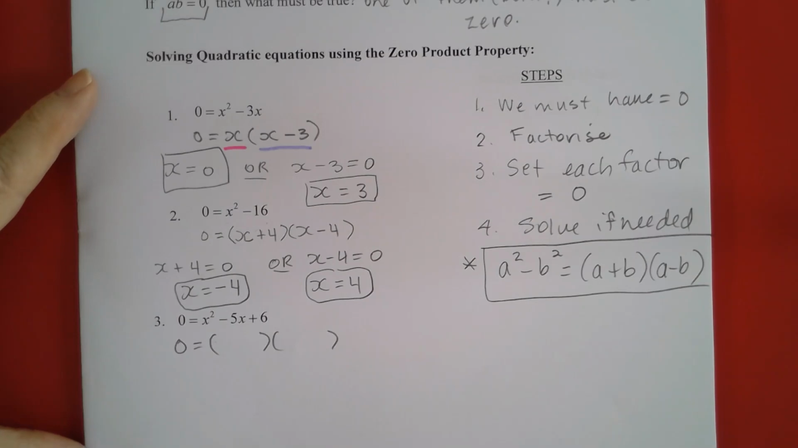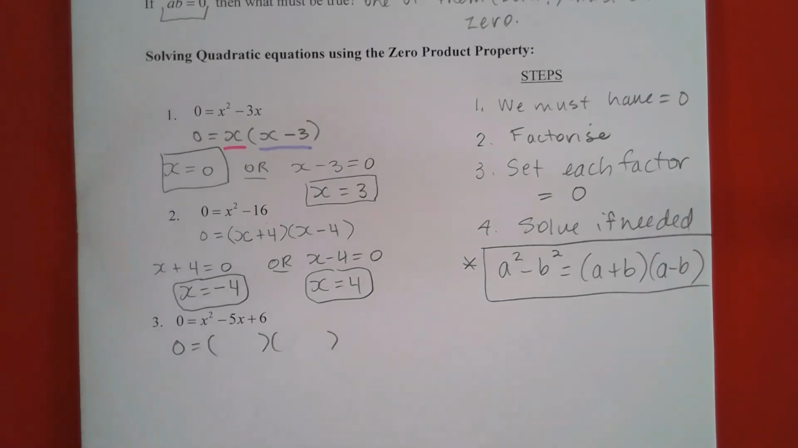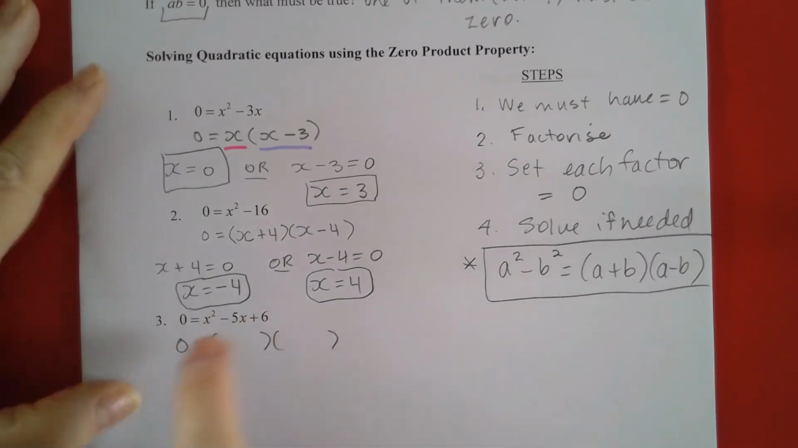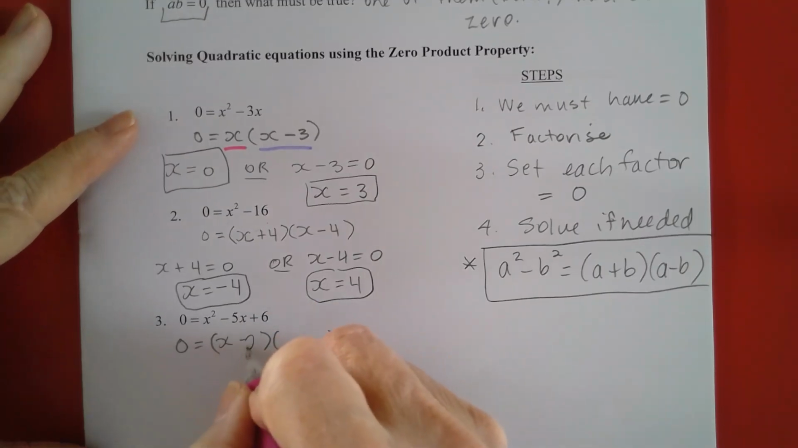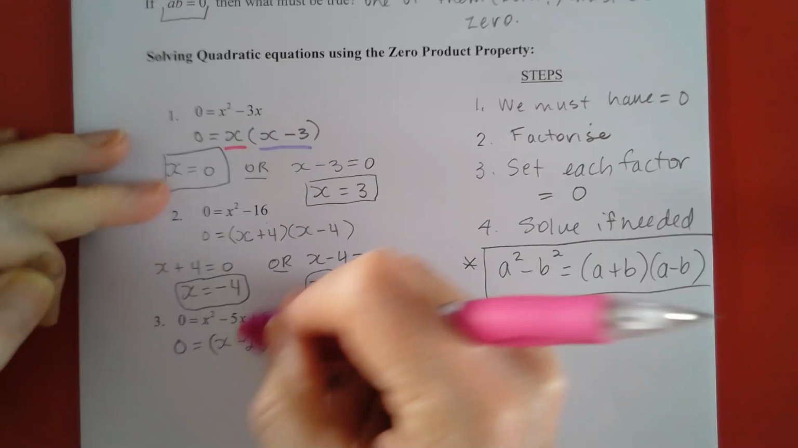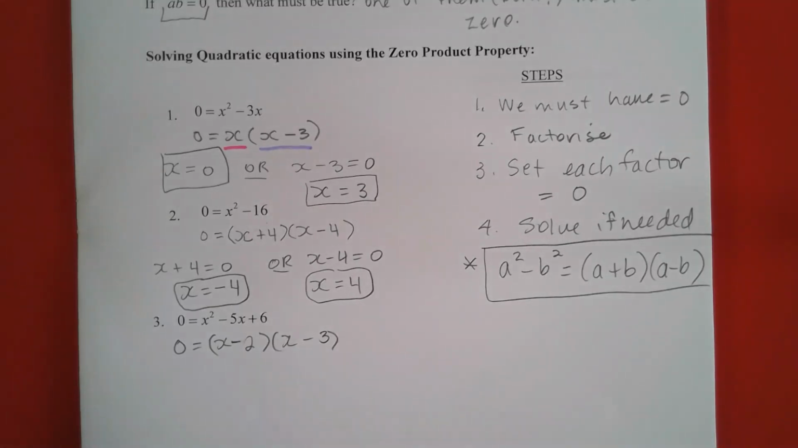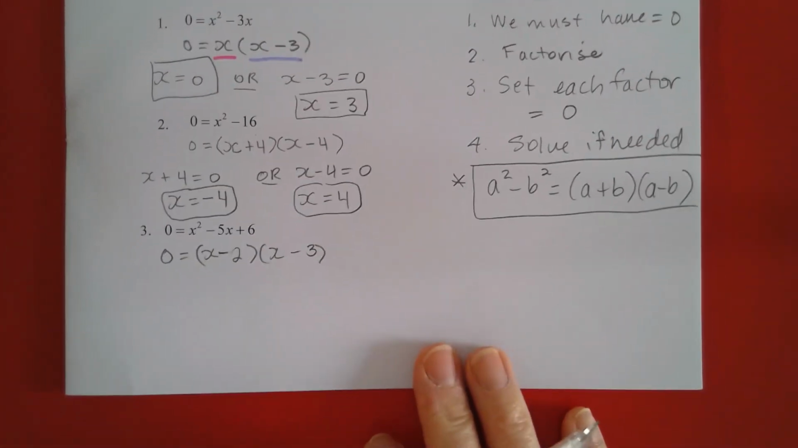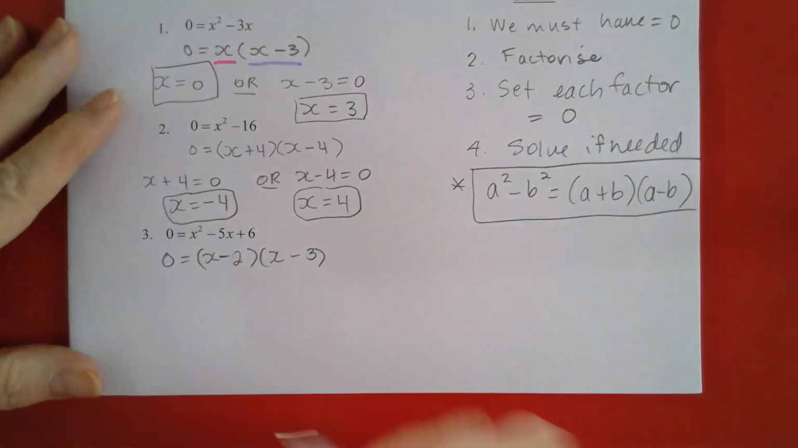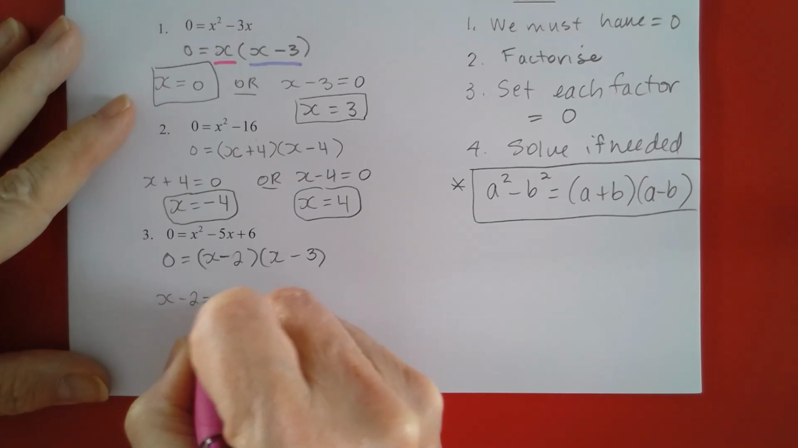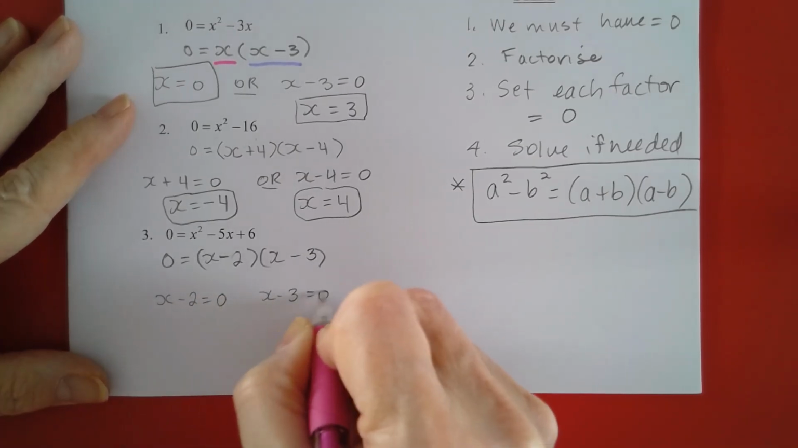If I did 1 and 6, I'd have to do them both negative, right? Because a negative times a negative is a positive. And 1 and 6 both negative would be negative 7 there. You know what I mean? Okay, so are 2 and 3 a better choice? Yeah, because they multiply to 6, add to negative 5. Okay, so I've done my factorizing, and now I need to set each factor equal to 0. And solve.